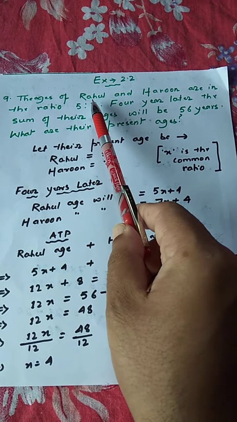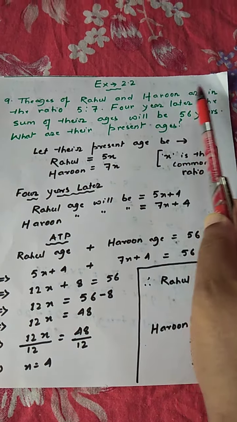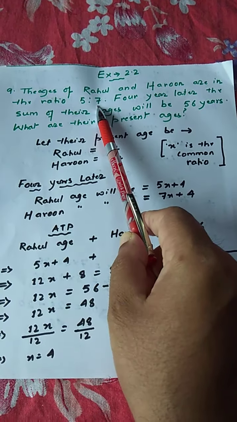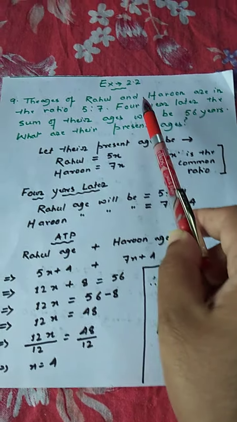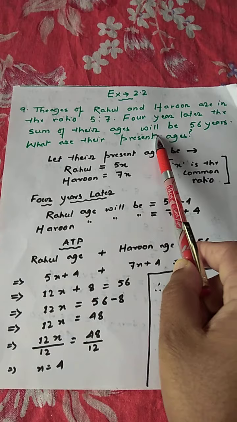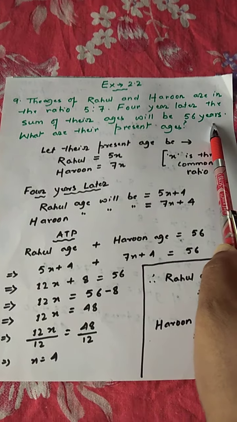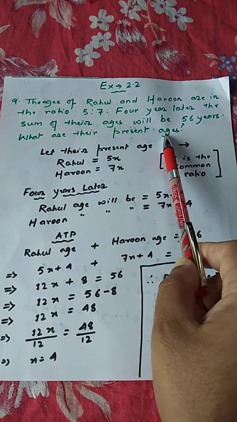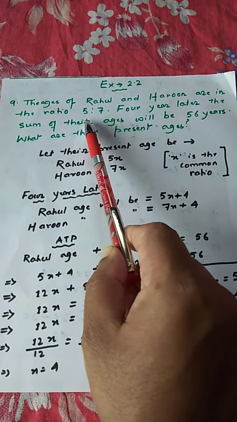The ages of Rahul and Harun are in the ratio 5 is to 7. The ages are given in ratios. Four years later, the sum of the ages will be 56 years. What are their present ages? So their present ages are given in the ratio form.